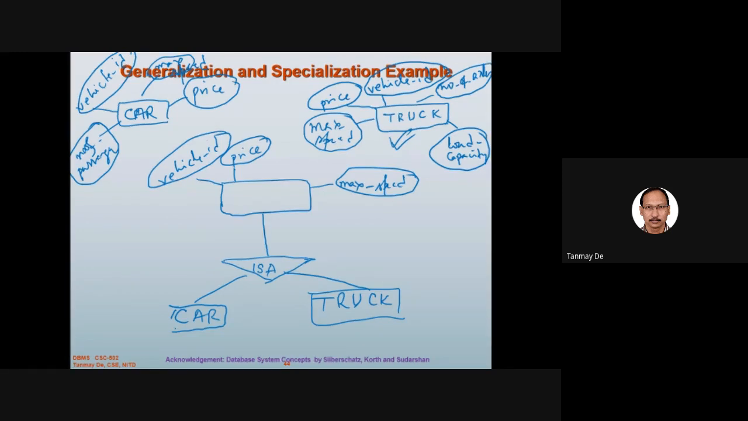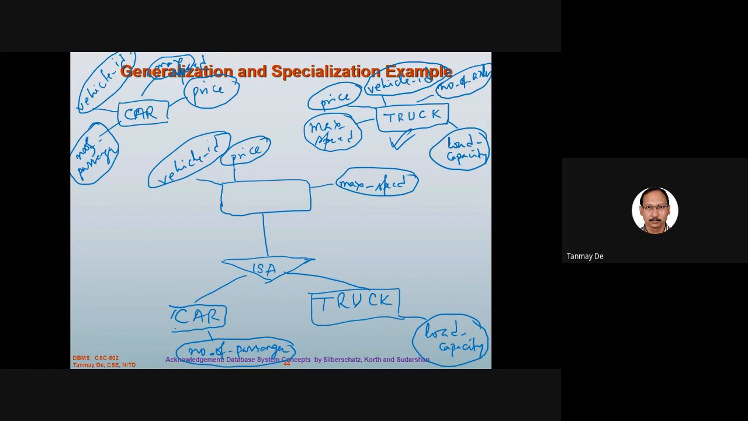So instead of this, in case of car there is another attribute. What is the attribute in this example? Number of passengers. And in case of truck, there is another attribute, load capacity. Both the attributes are different. So this is the generalization.